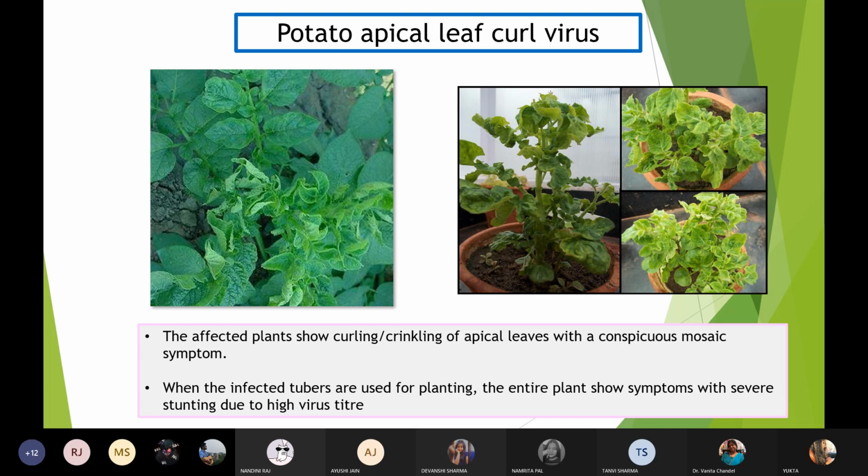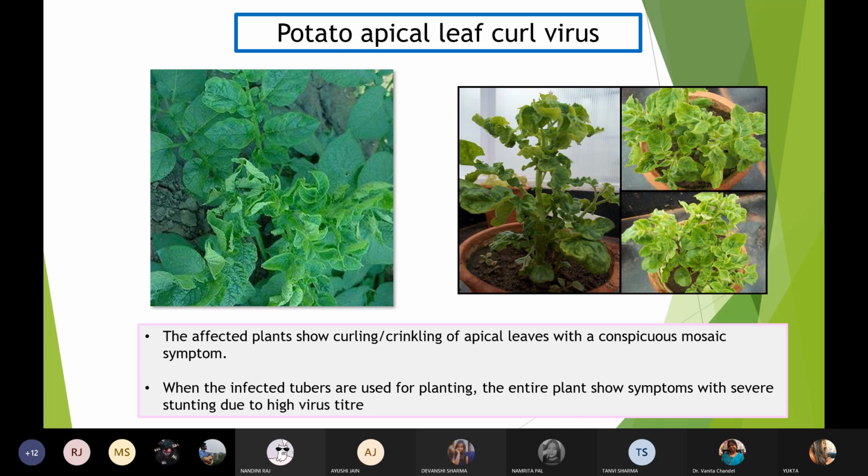A PCR assay was developed for the detection of tomato leaf curl New Delhi virus, which is the causal agent of apical leaf curl disease in potato. The affected plants show curling and crinkling of apical leaves with a conspicuous mosaic symptom. When the infected tubers are used for planting, the entire plant shows symptoms with severe stunting due to high virus titer.